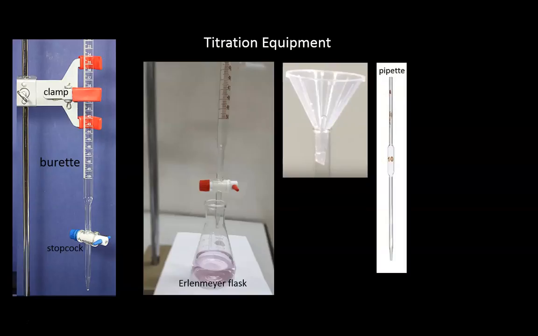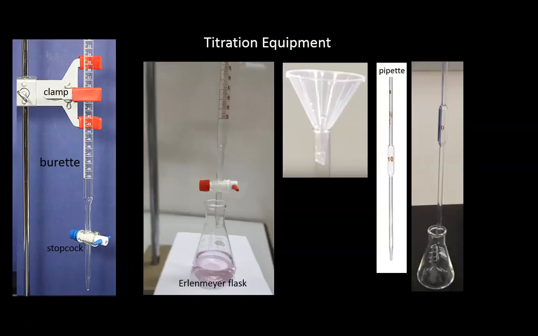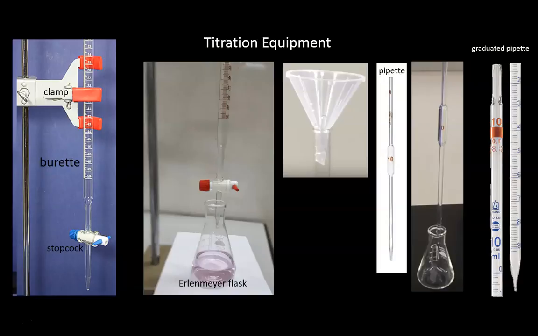A pipette is a highly accurate device that measures and delivers an exact volume of liquid when used correctly. This one is a 10 milliliter pipette, but there are others. Most commonly, we use a 25 milliliter pipette for a simple acid-base titration. This picture shows a pipette delivering liquid into a flask. If this pipette is not available, a graduated pipette can be used.